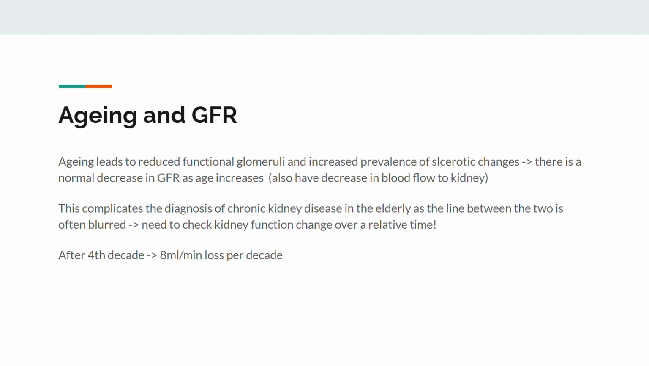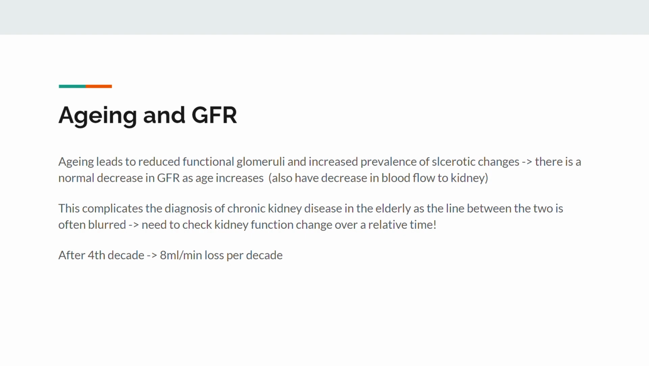Now this is important because it complicates the diagnosis of chronic kidney disease in the elderly, as the line between the two is often blurred. So you need to check the kidney function over a relative time, right? If over 40 years they've slowly declined in GFR, this is normal. If over a space of 2 years they started to rapidly decline in GFR, this is when we start to think something abnormal is going on, right?